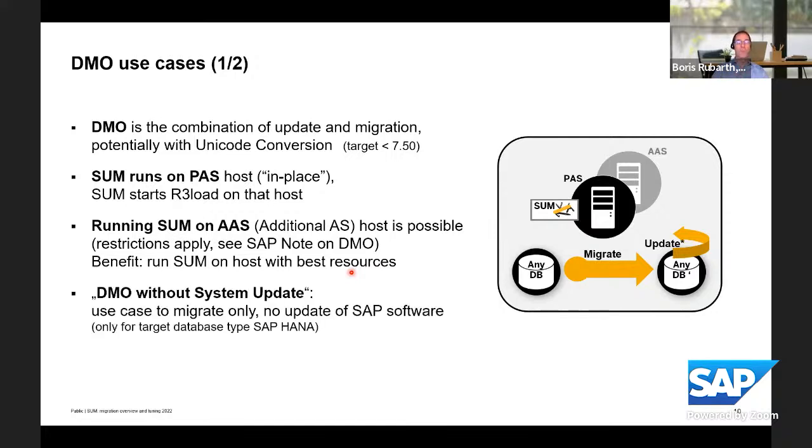Now, we started with the DMO option as a combined upgrade and database migration. Meanwhile, it's also possible to say, well, I do not need to update the SAP software of the ABAP stack. I want to use the migration only, and we call this DMO without update. That is possible as well for targeting HANA database, not for the other potential target database types. That was the first slide on the DMO use cases.